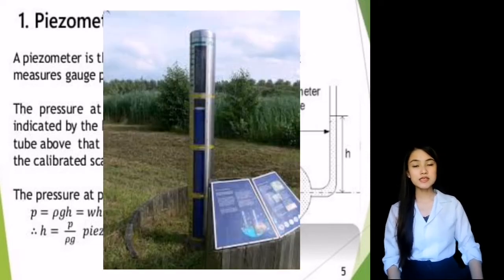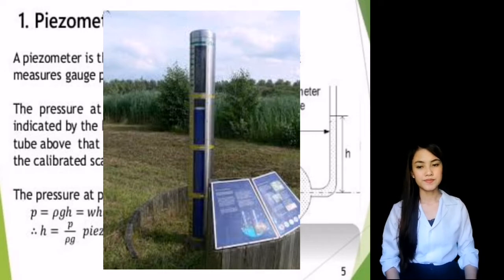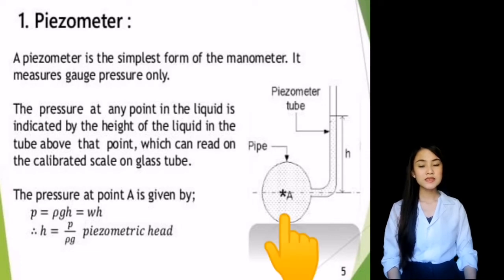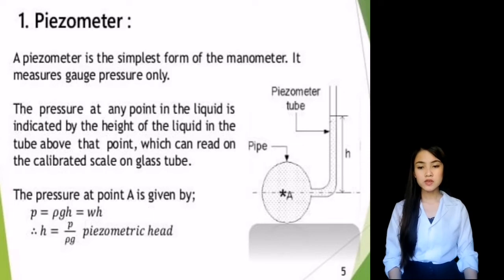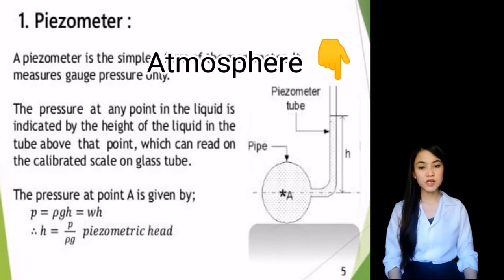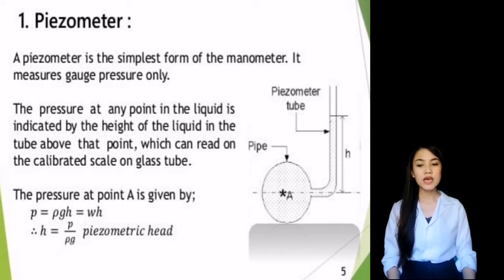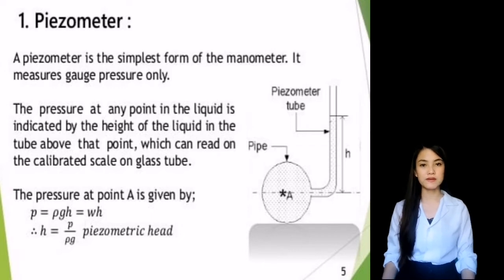Ito yun. This is the piezometer. Pressure is in the pipeline. This is the pipeline. One end of the piezometer is open to the atmosphere and the other is connected to the pipeline. Once we know the height of a liquid column, we can easily find the intensity of pressure inside the pipeline by using the formula of piezometer.